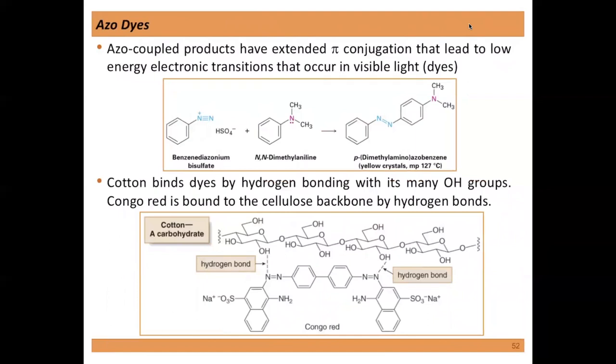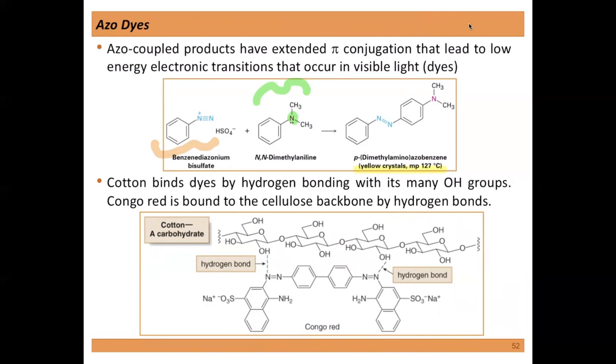So the key to making a diazonium dye, or an azo dye, is you first need to make the diazonium, and then you need to introduce an aromatic group that has an electron donating group. And those will couple together to make these azo dyes. And so if you vary the groups off there, you can change the color. And so this one is yellow.